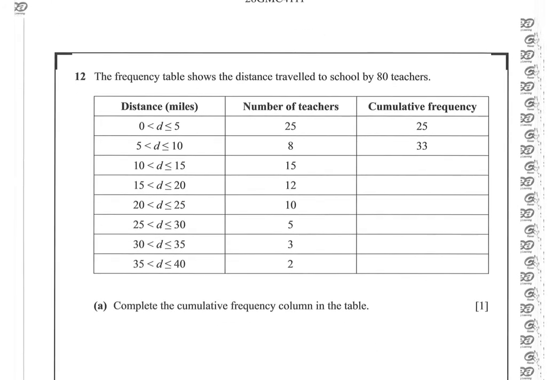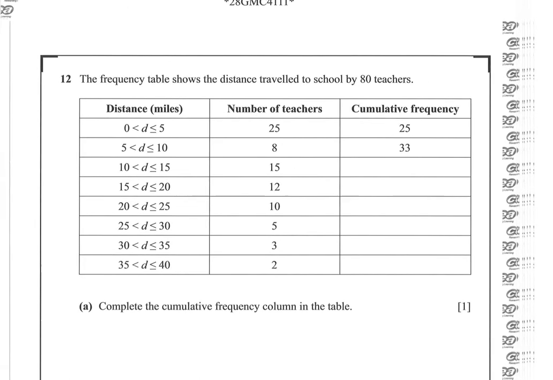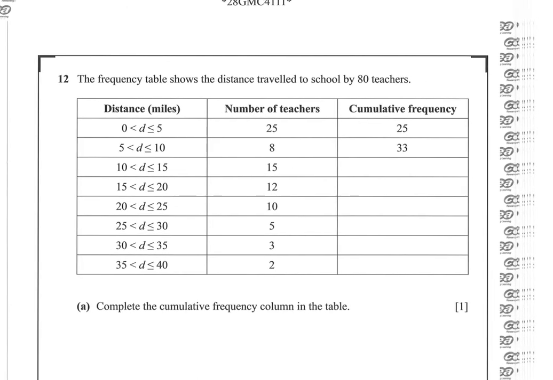Okay, next question is a frequency table shows the distance travelled to school by 80 teachers. So you have to complete the cumulative frequency column in the table. So how you get these, and they've been very helpful here. They've given us a couple to start us off, just to show how this works. So here we can see the first cumulative frequency was 25. The next one is 33. So basically you've just added the first two to give you 33.